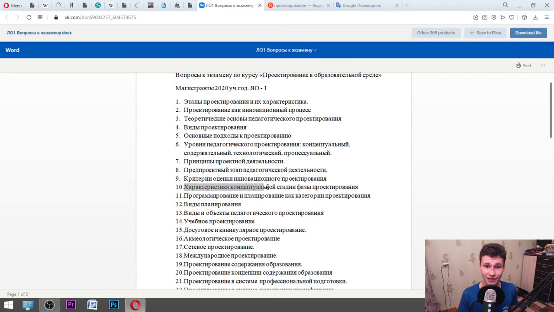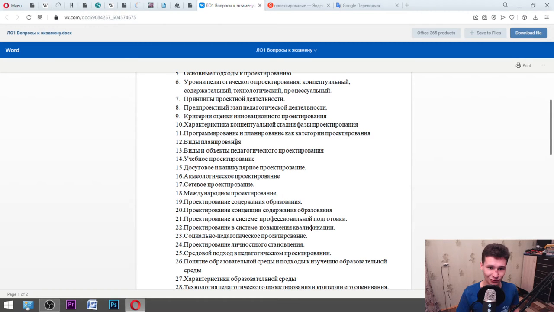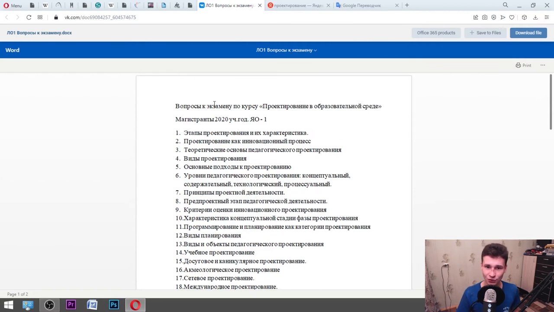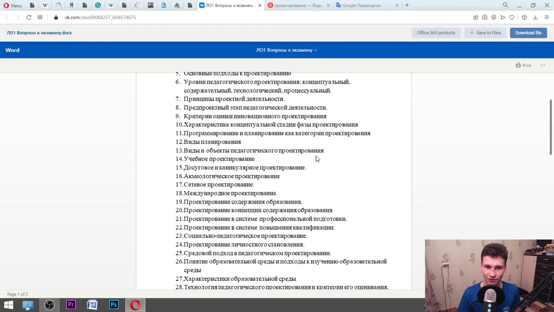Next, characteristics of the conceptual stage of the phase of project creating. It's when we create a concept of our things. What's the main idea? That's all. Программирование и планирование как категория проектирования. Okay, we do kind of analysis, strategic planning and other things. And types of planning. It is strategic, small portions, on 5 minutes, on our daily basis, and what we do daily. So easy stuff, I think so.